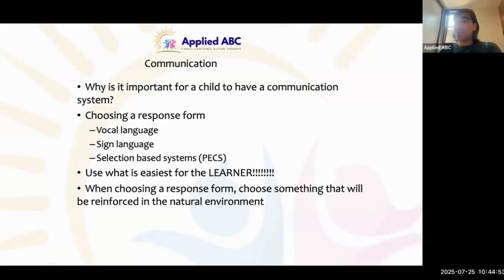Why is it important for a child to have a communication system? Well, I think communication is how we interact with other people, how we make our wants and needs known. It's fundamental to independent, successful living.